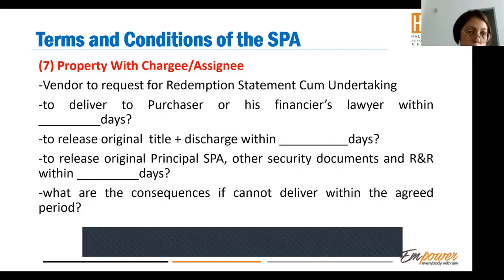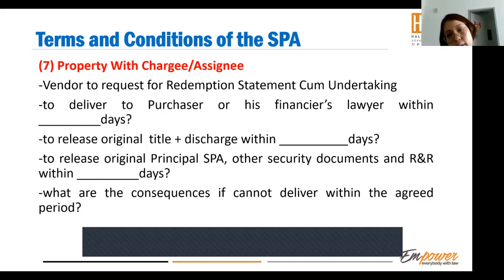In this redemption statement also, make sure when we receive it, that it actually comes together with the undertaking from the vendor's bank. This is very important. The undertaking is, for example, like this: the bank will undertake to execute the discharge of charge or the deed of receipt and reassignment upon receiving the redemption sum. And also, the vendor's bank will undertake to release the original title or the principal sale and purchase agreement, and all such what we call the security documents, to the purchaser or to the vendor upon full payment of the redemption statement.